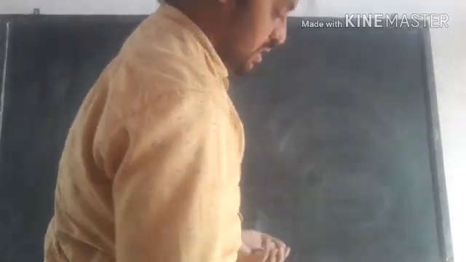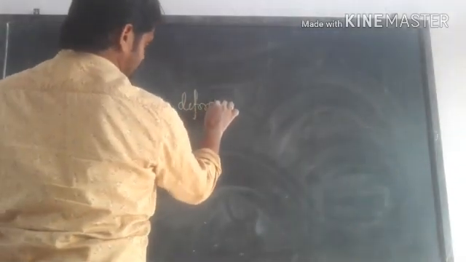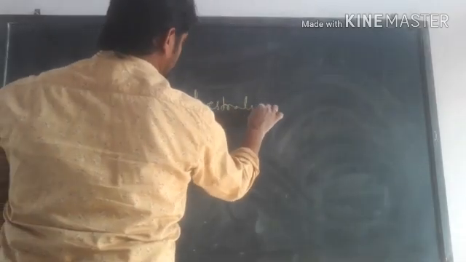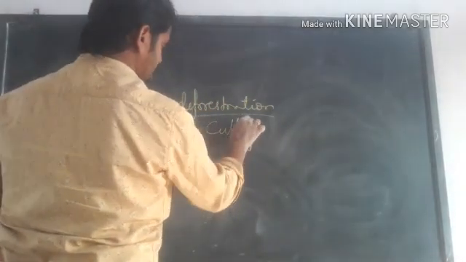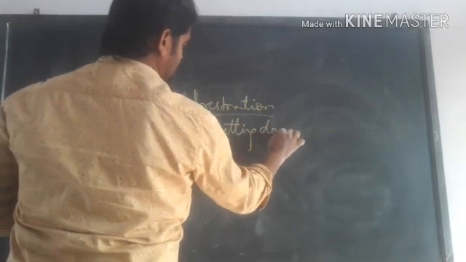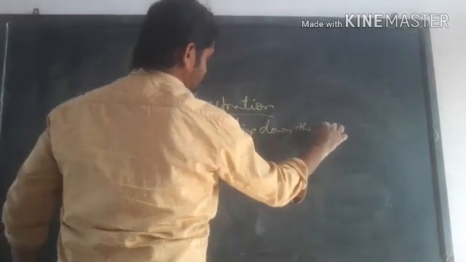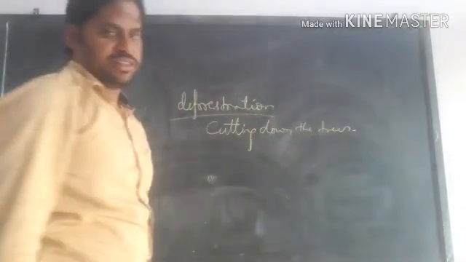So here, cutting trees in large numbers, in large quantity, is called deforestation. What is it called? Deforestation. Why are we doing deforestation? Why are we cutting down the trees? Why do we cut the trees?